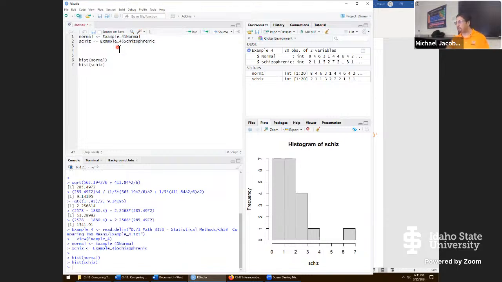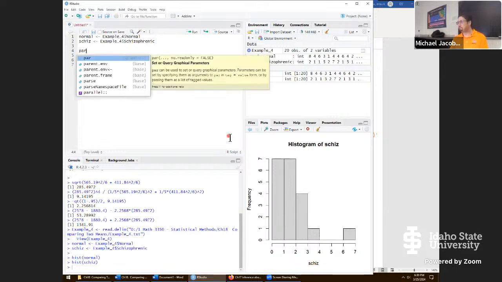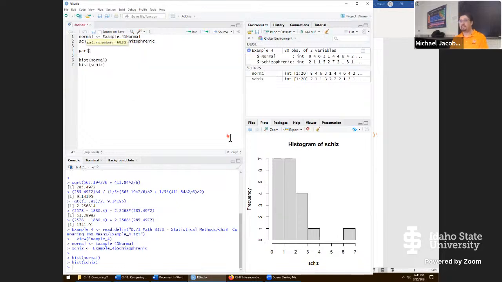Now, I have to be completely upfront with you. I don't know exactly what the syntax is doing. I just know what the outcome is when it does it. We do PAR. I think that stands for graphical parameters. Possibly I should read that at some point.